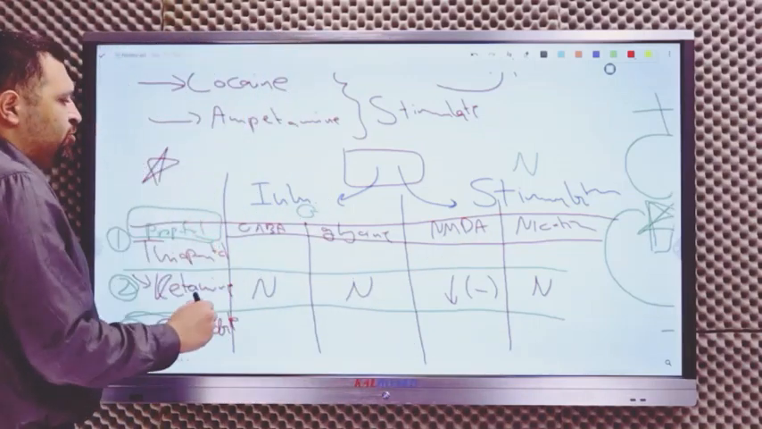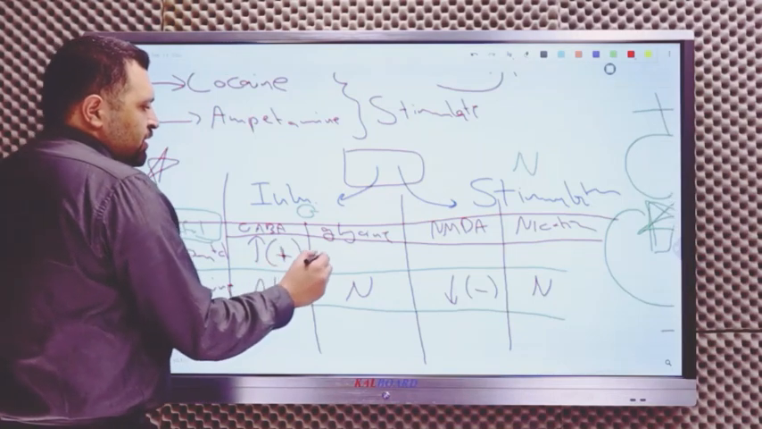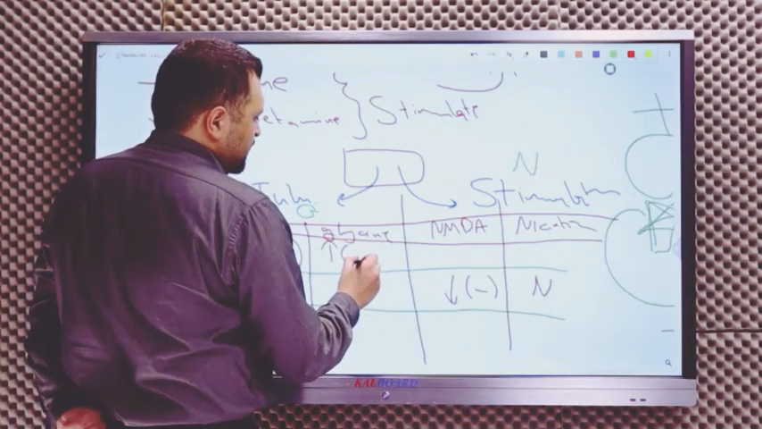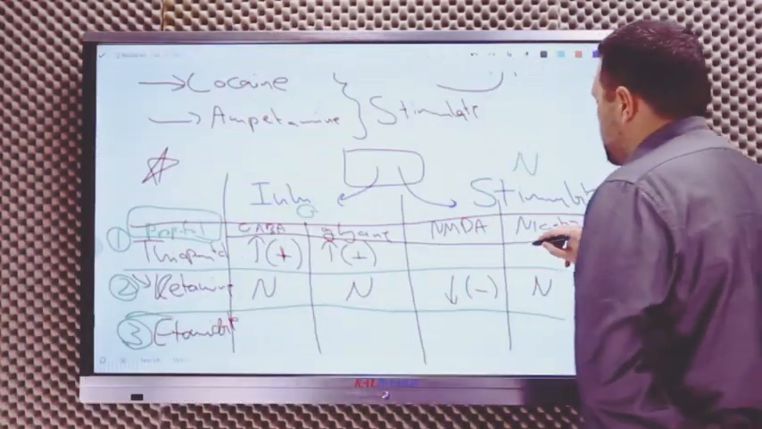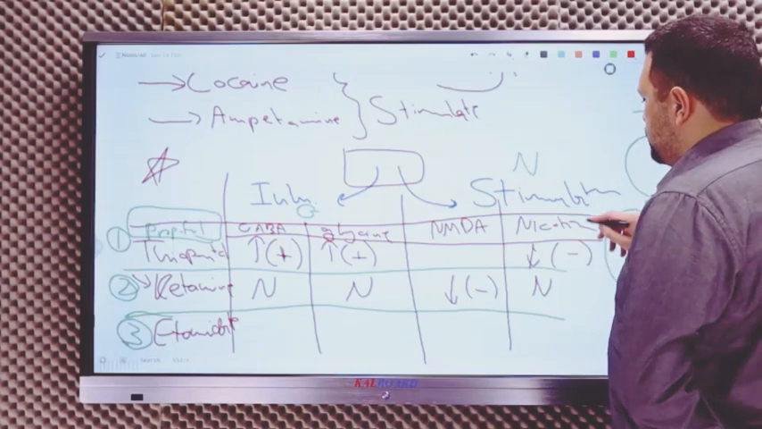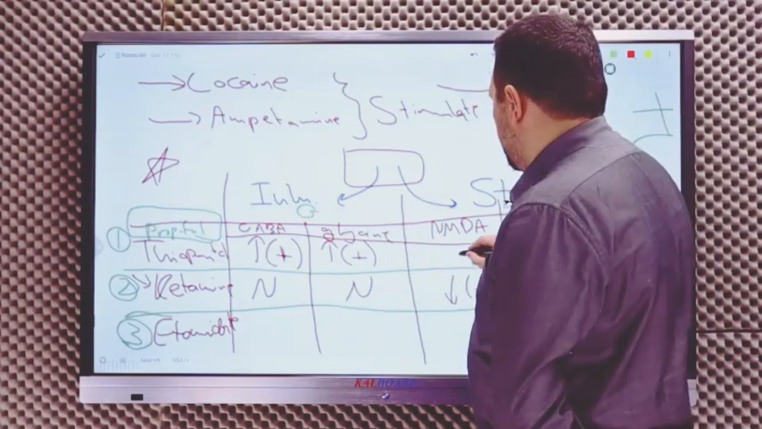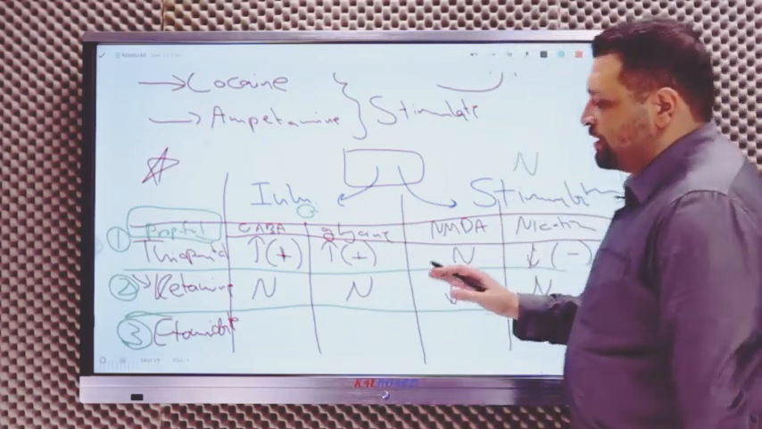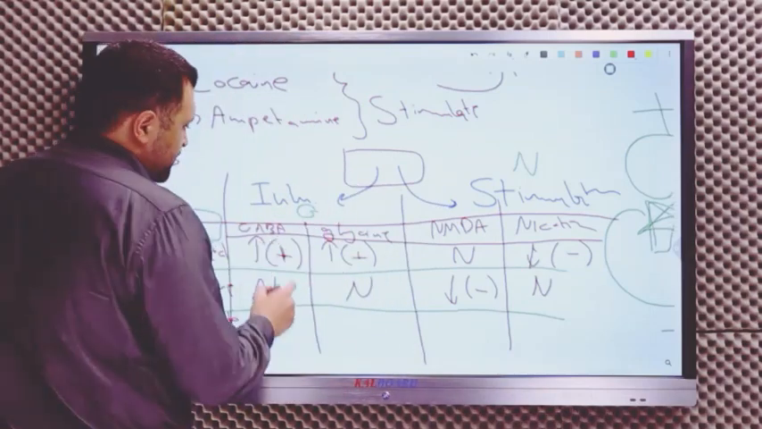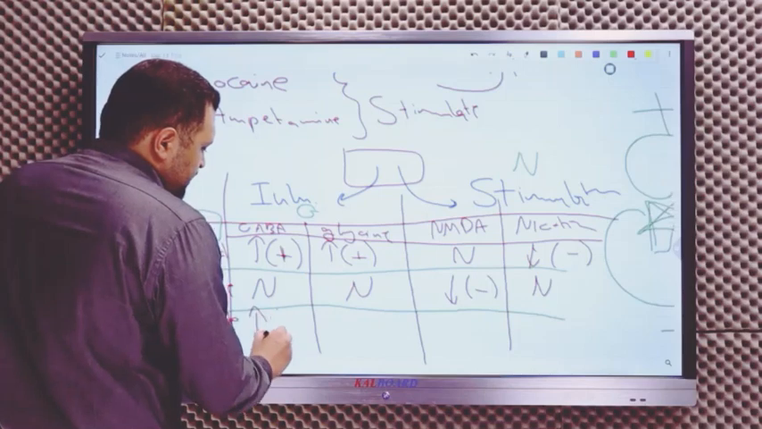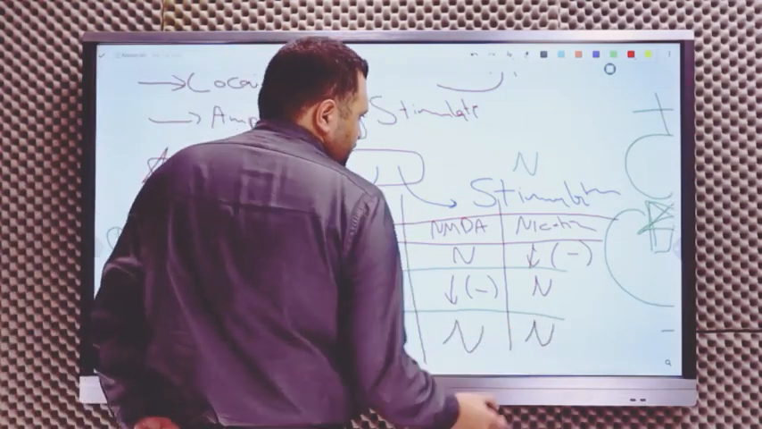Now, Propofol and thiopental, they increase GABA, okay, and they increase glycine, but they decrease the nicotinic because it's stimulatory, but they don't affect the NMDA. So N for nothing. Lastly, etomidate works only on one receptor, which is GABA, by increasing GABA. And here nothing, nothing, nothing.